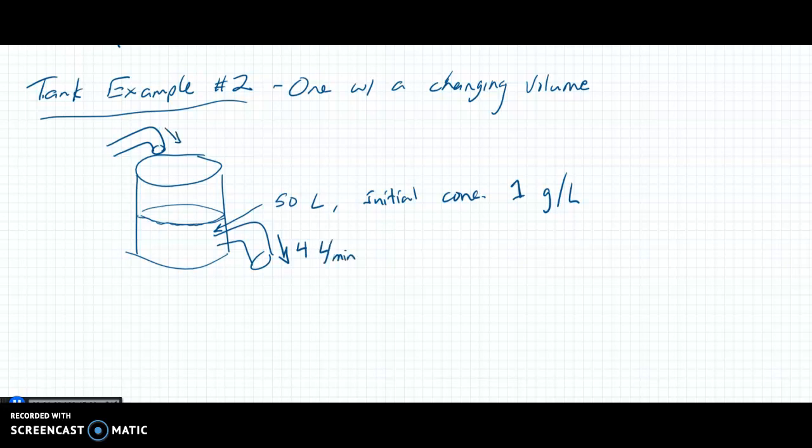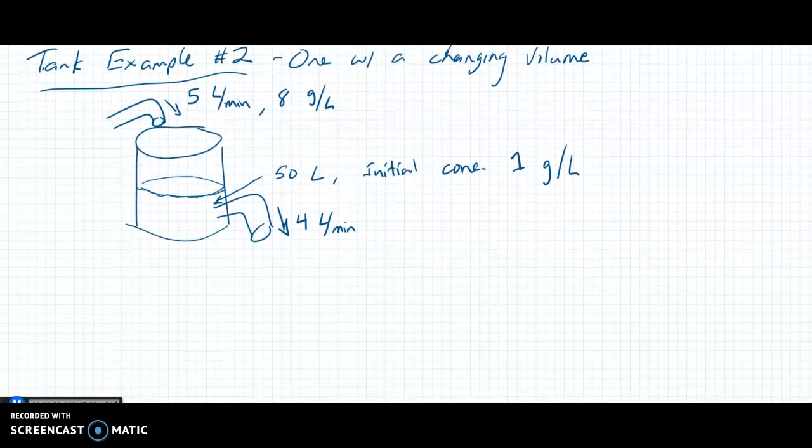Coming in, remember the last time we had the same flow rate on each of them. So instead, I'm going to put this at 5 liters per minute. And I'm going to make it have a concentration coming in of 8 grams per liter. So you should see that in this one, the volume is not constant. I've got more coming in than going out. I'll talk about that in a moment.